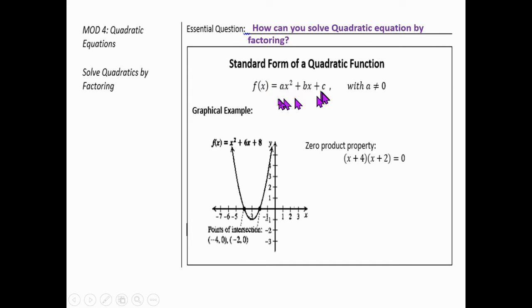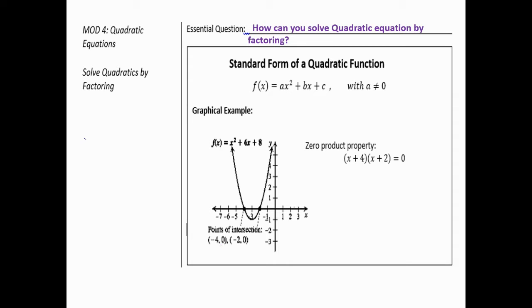So if we're given a quadratic in standard form, how can we factor it to find where it crosses the x-axis? You'll see here a graphical representation of this function, x squared plus 6x plus 8, and we know that it intersects the x-axis at -2 and at -4. So those are your x-intercepts as well as your solutions and roots and your zeros.